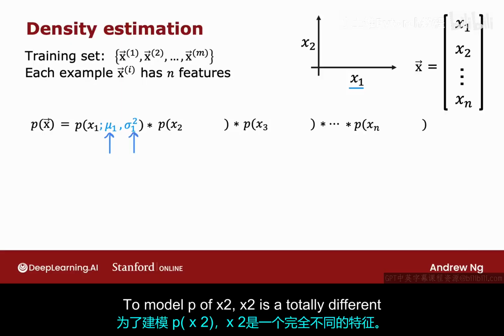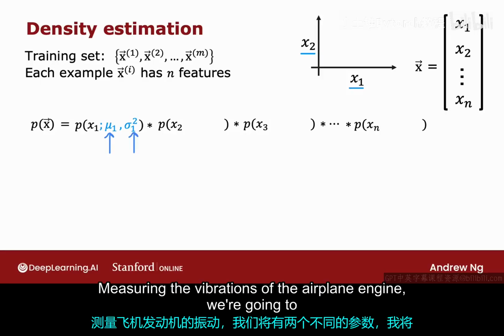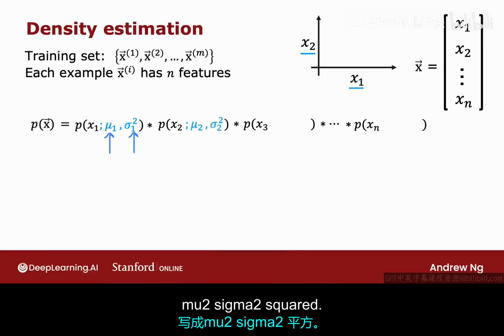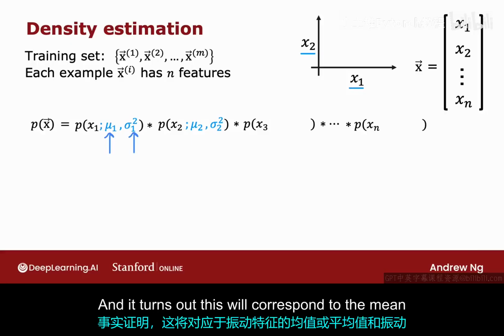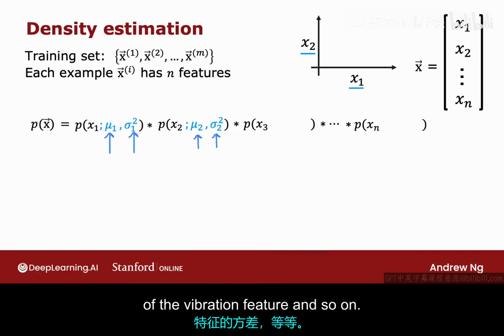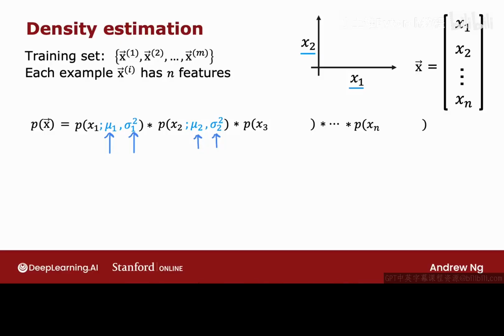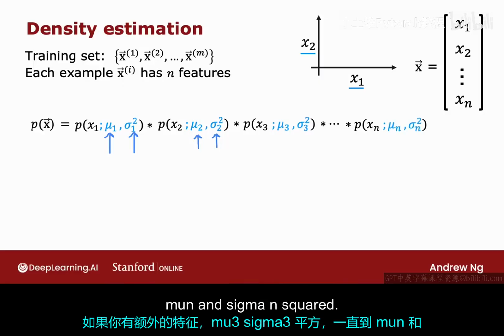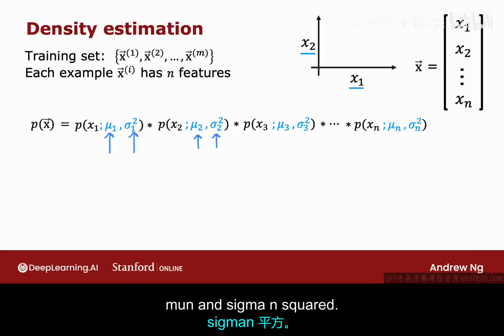To model P of x2, x2 is a totally different feature, measuring the vibrations of the airplane engine. We're going to have two different parameters, which I'm going to write as mu2, sigma2 squared. And it turns out this will correspond to the mean or the average of the vibration feature and the variance of the vibration feature, and so on. If you have additional features, mu3, sigma3 squared, up through mu n and sigma n squared.